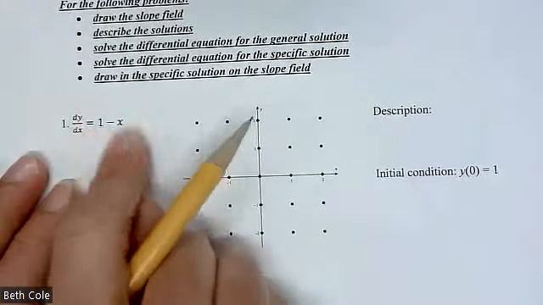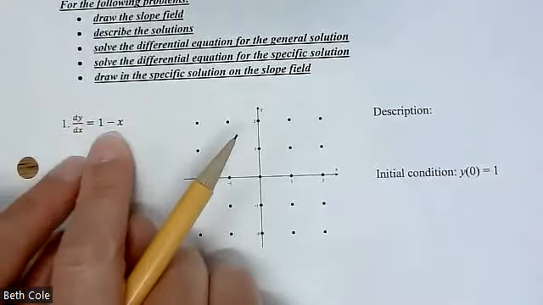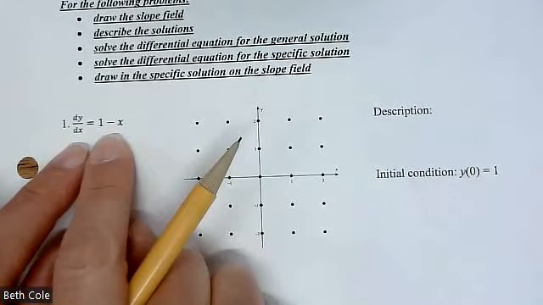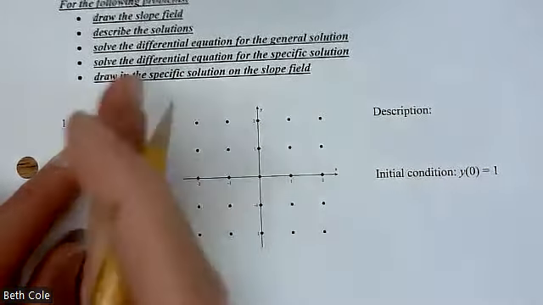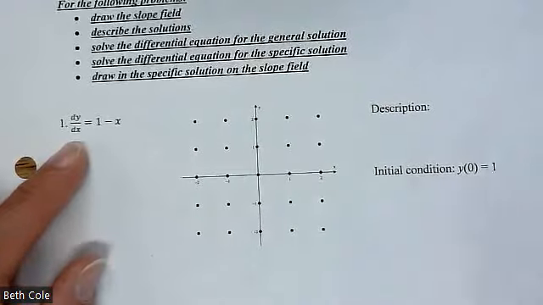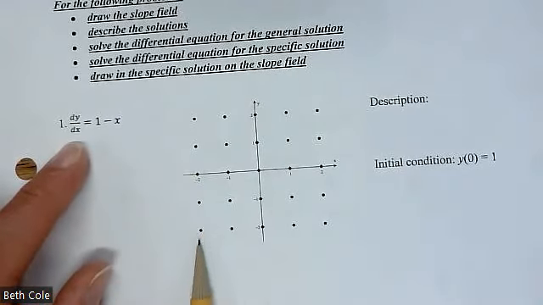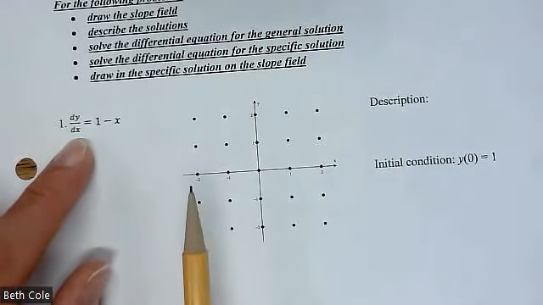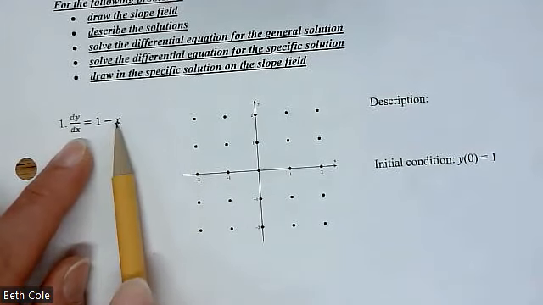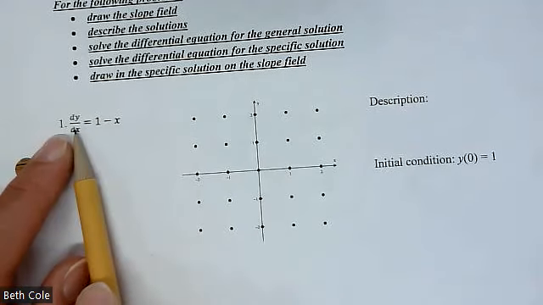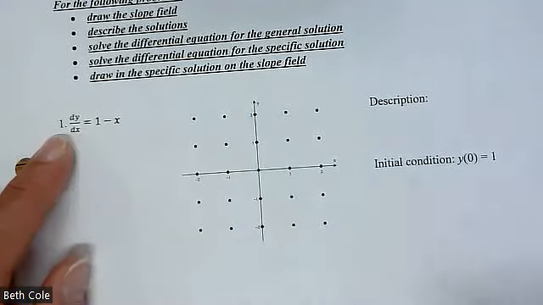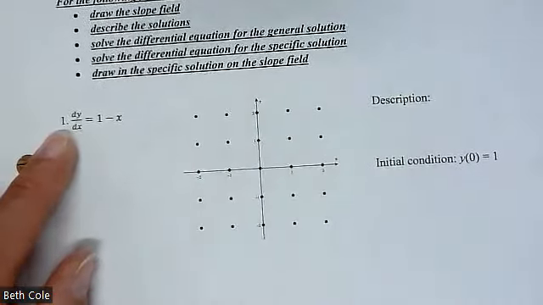So what do you notice about this differential equation? It's only X. We're going to knock out whole columns at the same time. You can start wherever you want. I'm just going to go left to right to stay organized. So for this whole column, X is -2. If you plug in -2 for X, what do you get? 3. And dy dx is a slope. That's why it's called a slope field. So for all those points, your slope should be 3.